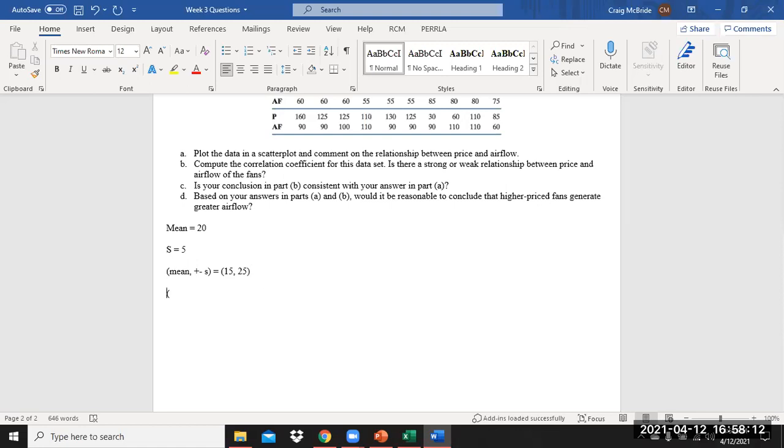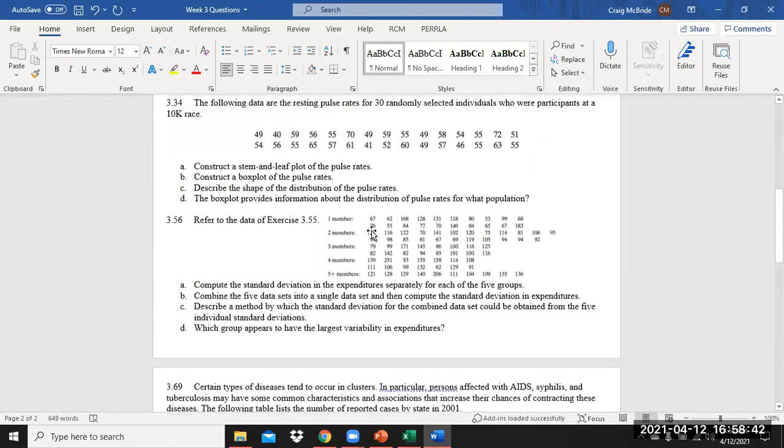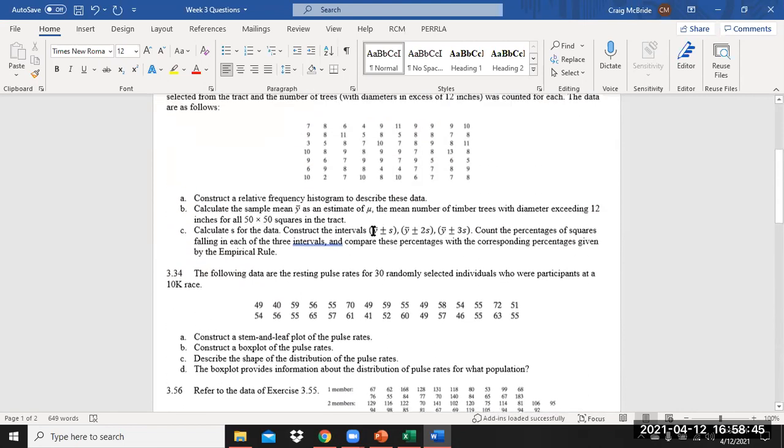The second one is the mean plus or minus 2 times that, so you go up and down 10. That's going to be 10, comma, 30. And then the last one, where you go plus or minus 3 times the standard deviation, would be 5, comma, 35. That's all you're doing for that part: finding those intervals, and then calculating the percentage of your data within each of them.